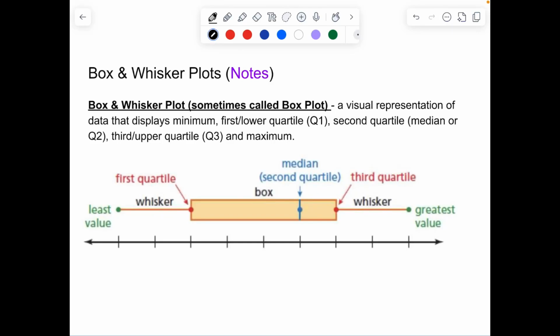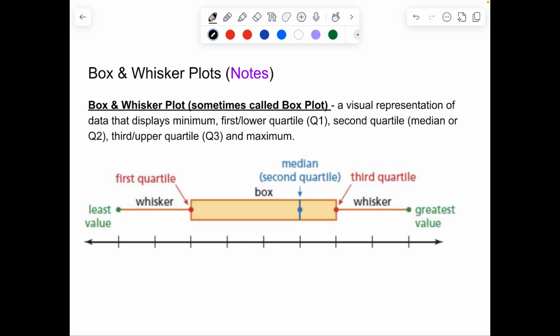In this video, we are going to learn about box and whisker plots. A box and whisker plot, sometimes called a box plot, is a visual representation of data that displays the minimum, first or lower quartile, which is sometimes called Q1, second quartile, which is the median of your data, sometimes called Q2, your third or upper quartile, which is sometimes called Q3, and your maximum.